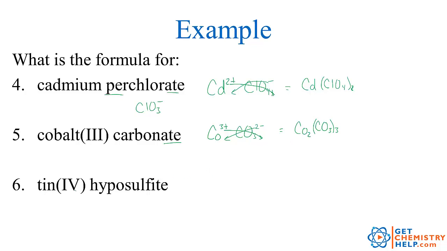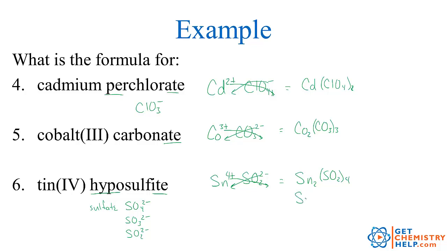Last one, tin 4 hyposulfite. Tin 4 would be tin, 4 positive, hyposulfite. Okay, well, I know sulfate is SO4 2 minus. That's sulfate. Sulfite would be 1 less oxygen. So that would be SO3 2 minus. Hyposulfite would be 1 less again. So SO2 2 negative. So hyposulfite would be SO2 2 negative. Again, crossover, put that 4 here. Put that 2 here. So that gives me Sn2(SO2)4. Oh, but remember, check and make sure 2 to 4 is not the lowest, simplest ratio. The simplest ratio would be 1 tin and 2 hyposulfites.